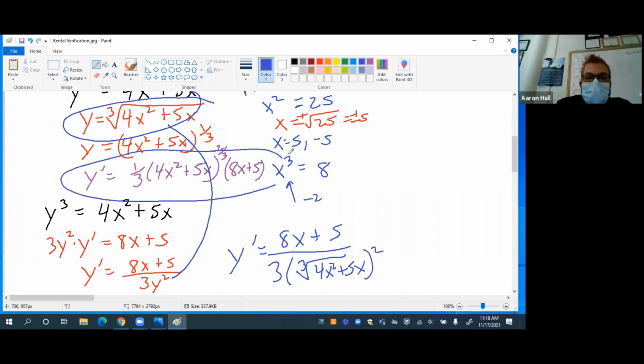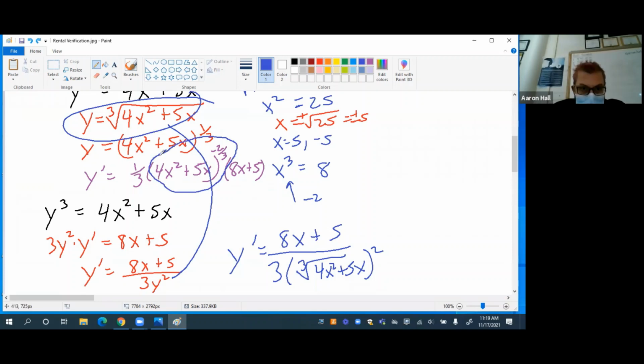Is that the same as this? Yeah. So the 8x plus 5 goes in the numerator. What happens to this to the power of negative 2/3? What happens to this piece here? What do we do? What's our negative exponent rule?